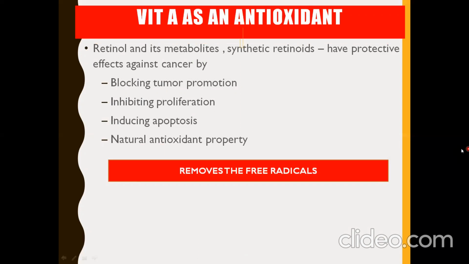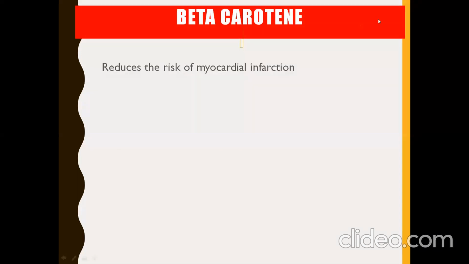Also, it acts as an antioxidant molecule, also an anti-cancer agent. How it acts as an anti-cancer agent is by blocking the tumor promotion, inhibiting the proliferation of the tumor cells, inducing the apoptosis of the cell. That is, it causes the shedding of the tumor cells, and it also has a natural antioxidant property. Vitamin A removes the free radicals. Also, beta carotene reduces the risk of myocardial infarction. As you know, rods are responsible for the dim vision, and the cones are for the color vision.